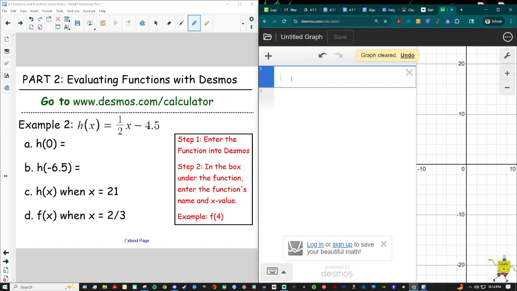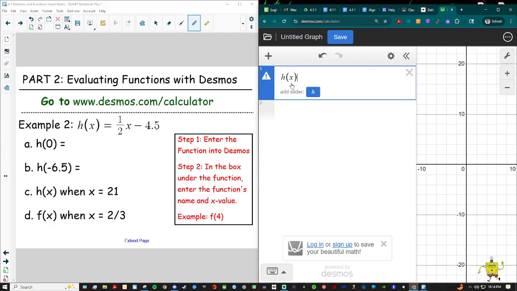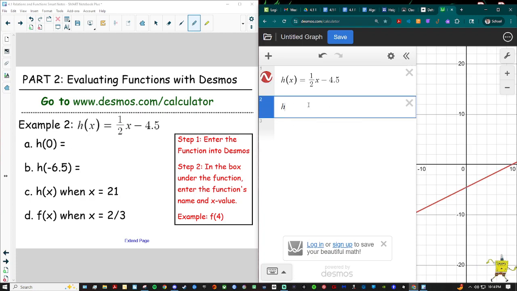So let's delete all. Okay, this time my function is h. So I'm going to type in h of x equals 1/2 x minus 4.5. Always double check that you're plugging it in correctly. You would hate to get a question wrong just from typing it in wrong. And then in my next line, I want to know what is h of 0. h of 0 is negative 4.5.